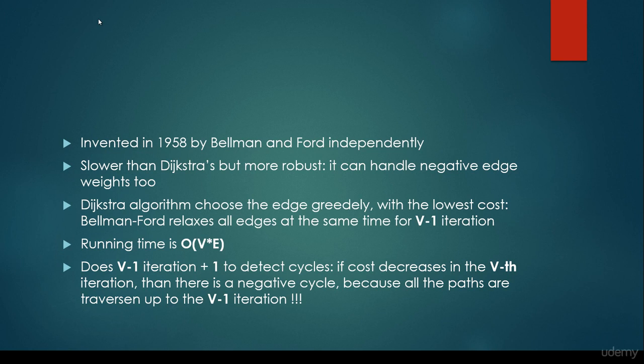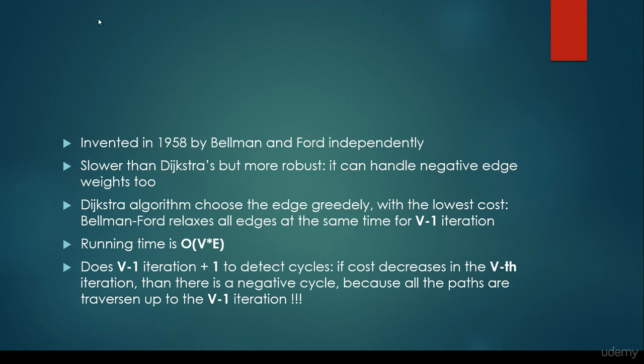The running time is O(V times E), where V denotes the number of vertices and E denotes the number of edges in the graph, so it is slower than Dijkstra's algorithm, but on the other hand, it is much more robust. The Bellman-Ford algorithm does V-1 iterations plus one more to detect cycles.